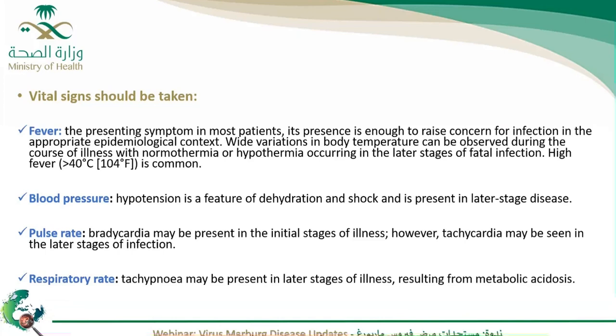Blood pressure could also be affected. Hypotension is a feature of dehydration and shock, and its presence indicates a later stage of disease. Pulse rate: bradycardia may persist in the initial stage. However, tachycardia may be seen in the later stage of infection or shock. Respiratory rate: tachypnea may be present in the later stage of illness, resulting from metabolic acidosis due to huge fluid loss.